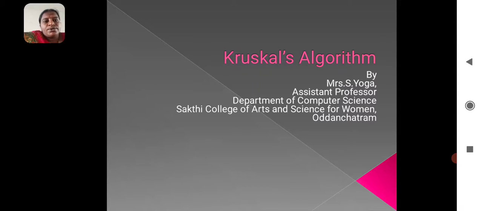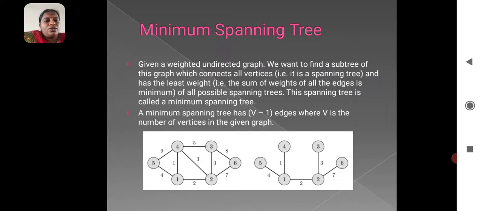Today we are going to see Kruskal's algorithm. Kruskal's algorithm is a kind of shortest path algorithm. It is used in finding the minimum spanning tree. This is a method which is used for finding the minimum spanning tree. What is a minimum spanning tree?